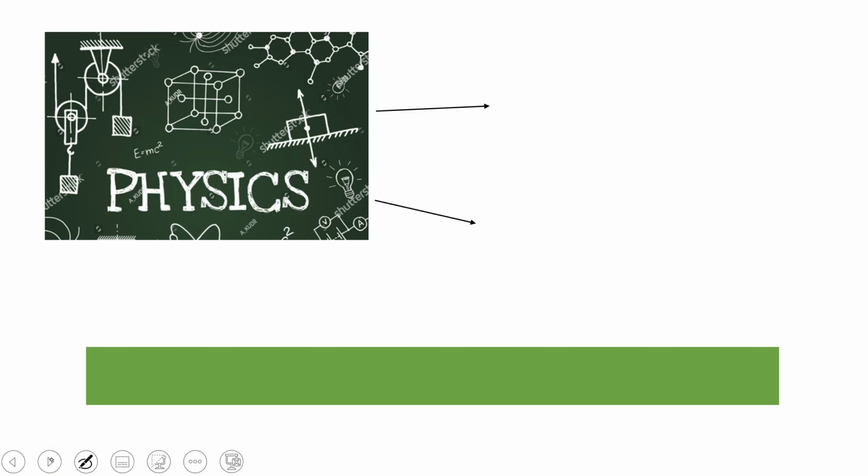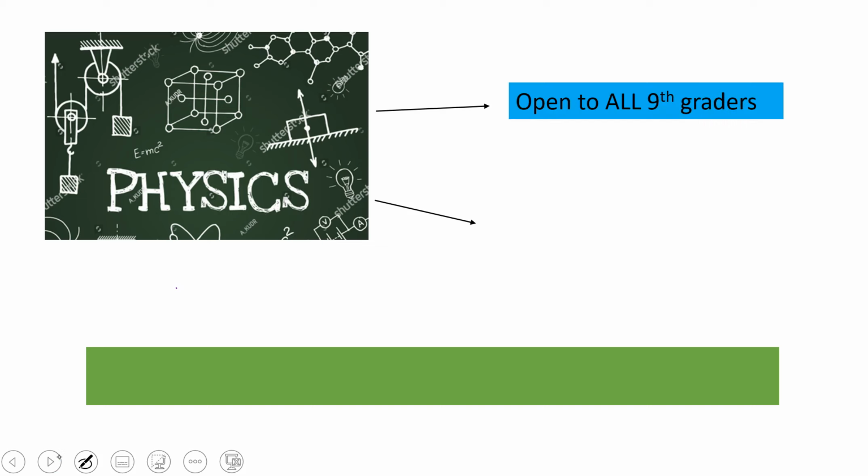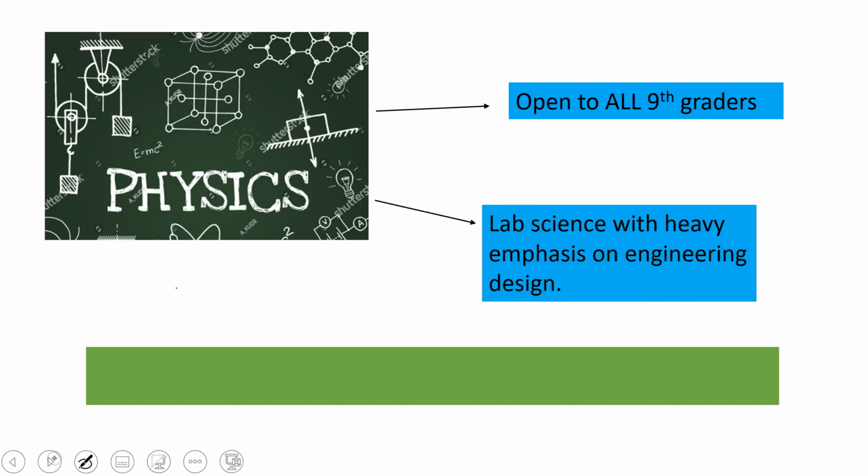Now, let's get into a little bit more about what the purpose of each of these three courses is, because this is probably going to be more pertinent to you as to which one you think you want to register for. So again, we'll start with physics. Physics is open to all 9th graders. It is a lab science with a heavy emphasis on engineering design. This is designed to be our general 9th grade science, designed for all 9th graders.